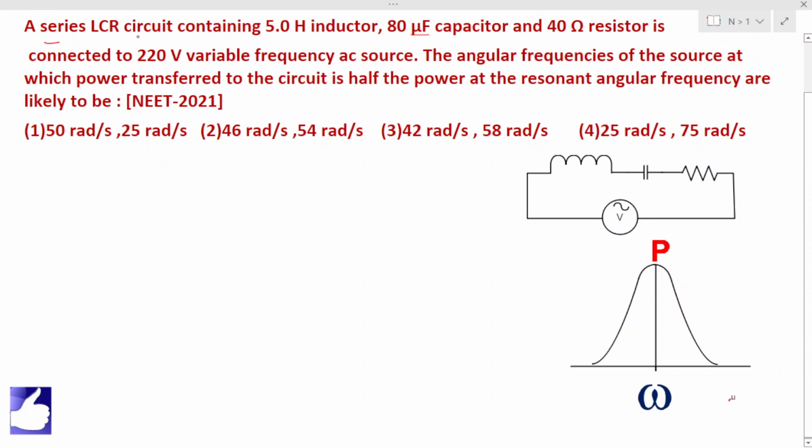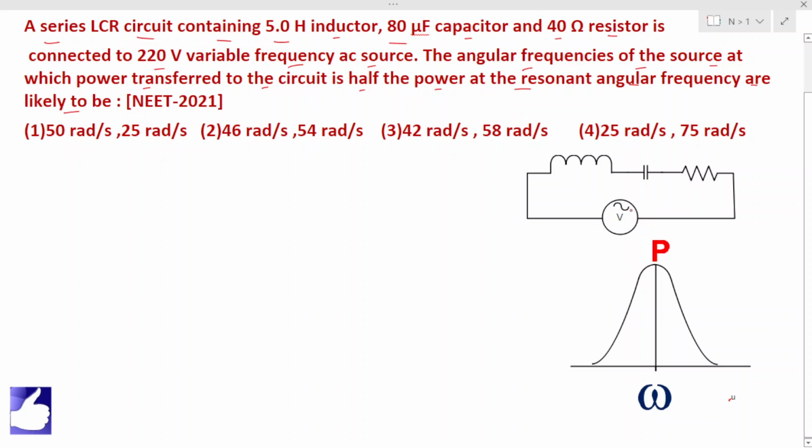A series LCR circuit containing a 5 Henry inductor, 80 microfarad capacitor and 40 ohm resistor is connected to a 220 volt variable frequency AC source. The angular frequencies of the source at which the power transferred to the circuit is half the power at resonant angular frequency are likely to be.